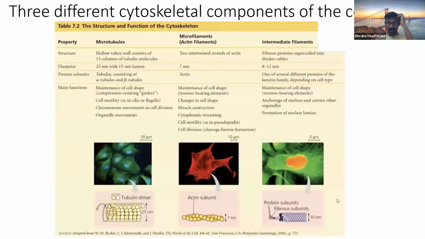So basically, this table provides you a nice summary and comparative view of these three different cytoskeletal elements of the eukaryotic cell. As I already mentioned, the microtubules are made up of tubulin proteins. There is alpha tubulin and beta tubulin, which first form heterodimers, and then these heterodimers assemble in the form of protofilaments, which then assemble in a certain manner to form a helix.